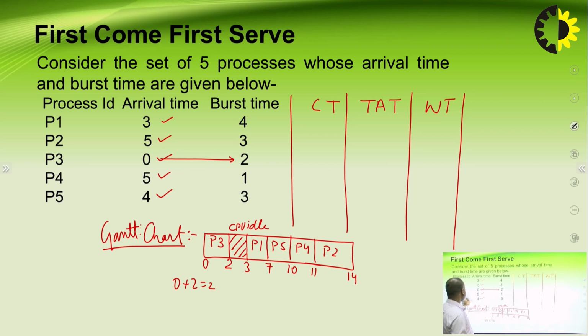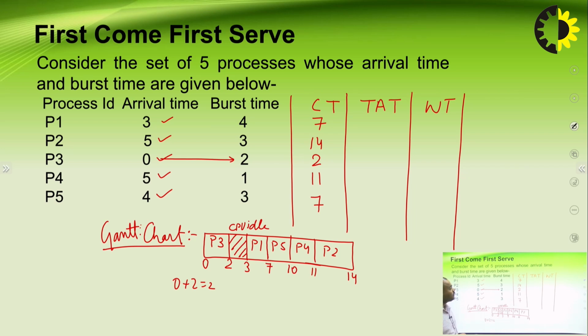This is the total completion time of the processes. P1 has completion time 7, P2 14, P3 2, P4 11, and P5 10. This is the completion time of the processes P1, P2, P3, P4, P5 from the Gantt chart.